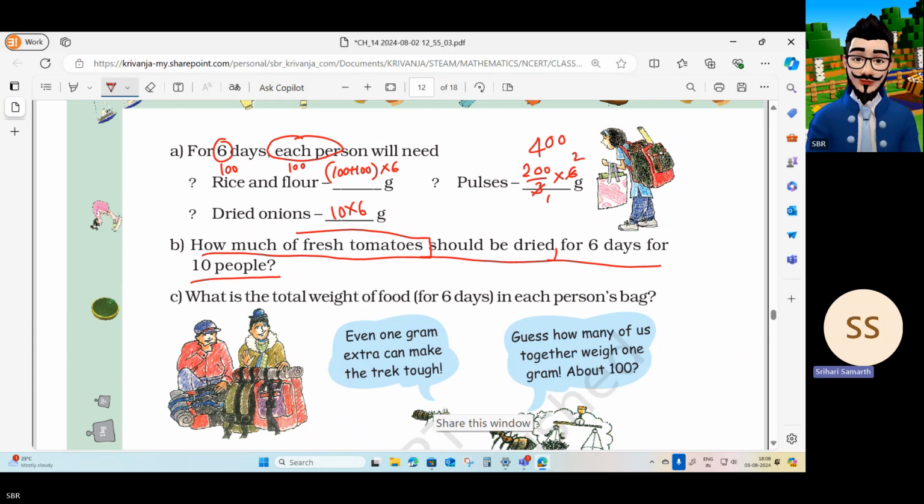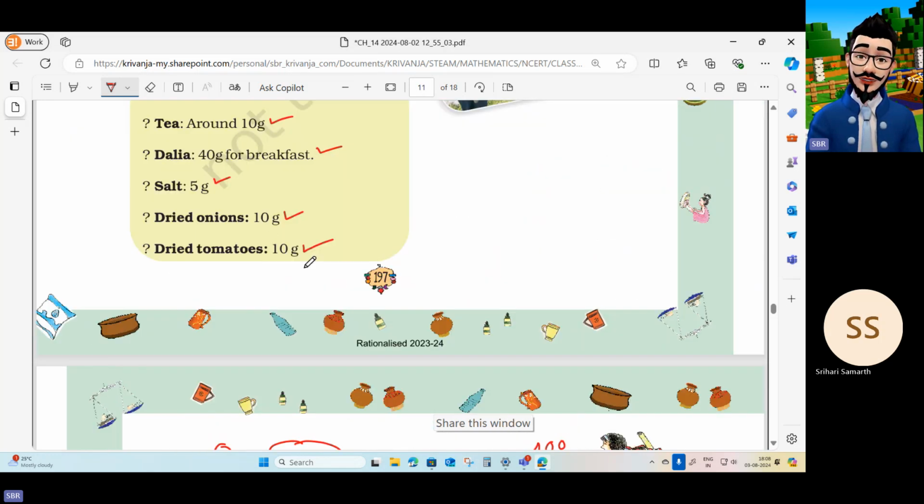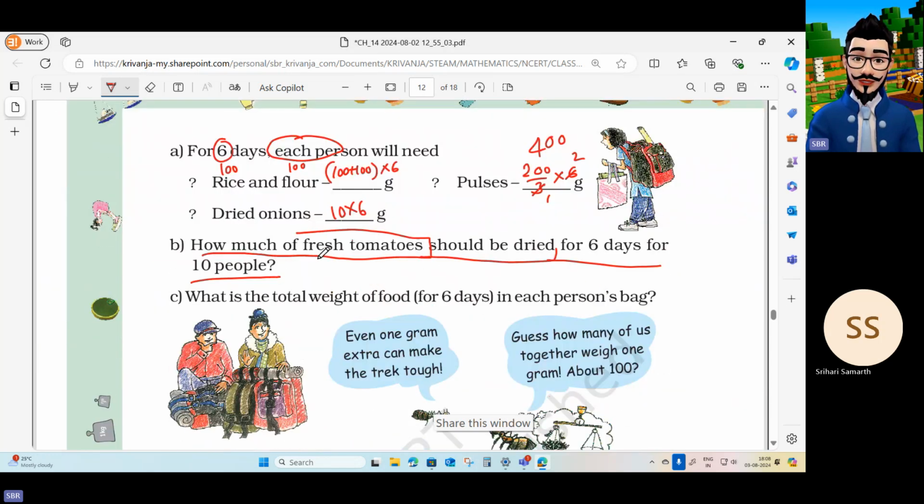So the dried tomatoes, each person will need, for 6 days, 60 grams. Why 60 grams? Because you have 10 grams per day of dried tomatoes required. For 6 days, it is 60 grams for each person. Next, for 10 people, 60 into 10, which is 600 grams.